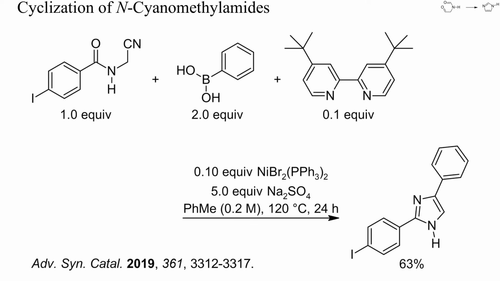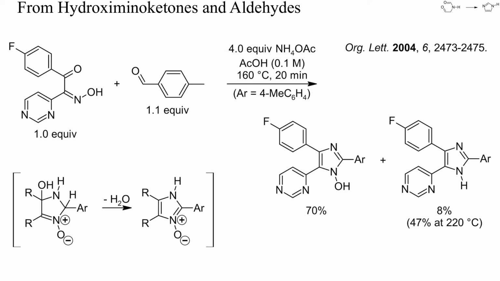Here, cyclization of a cyanomethylamide and nickel-catalyzed phenylation of the imidazolinone occurred in one step. Condensation of alpha-hydroxyiminoketones with aldehydes and ammonia should yield N-hydroxy-imidazoles. In this example, strong heating led to the formation of the non-hydroxylated imidazole, either by ring fission and displacement of hydroxylamine by ammonia or by direct reduction with ammonia.